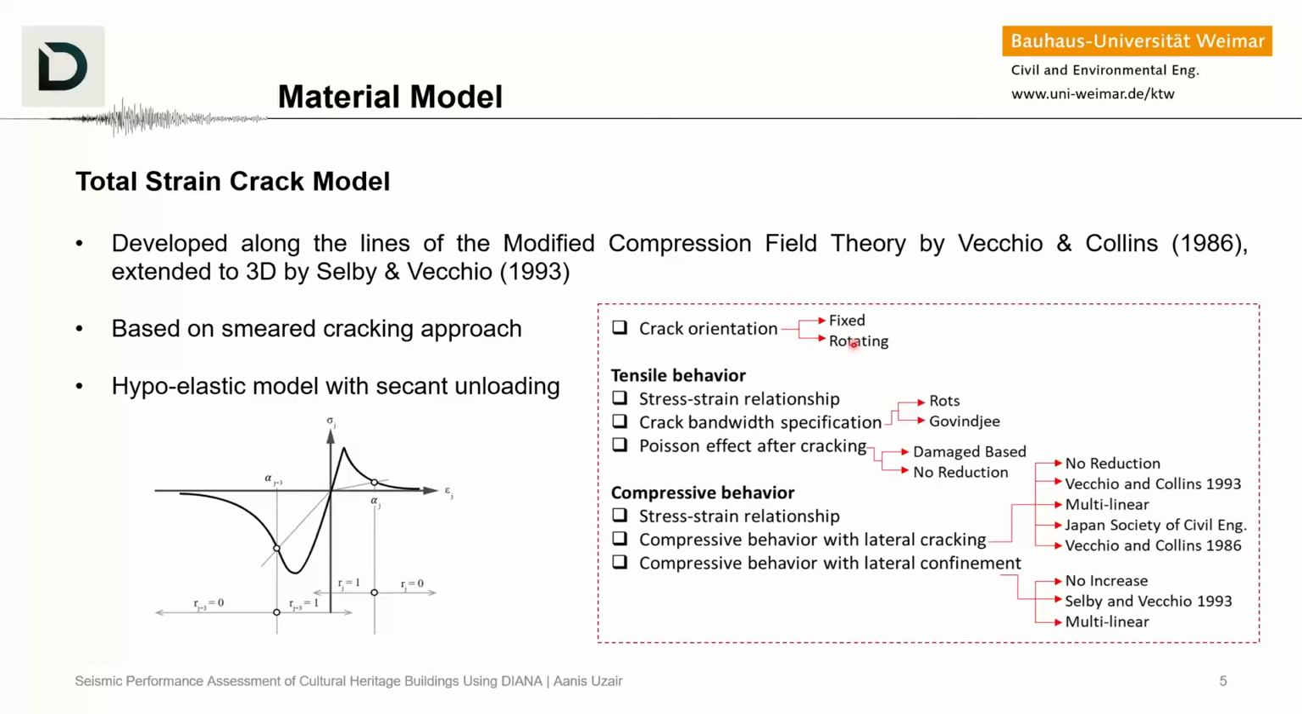In the rotating crack model, the stress-strain is evaluated in the principal direction of the strain vector. Now, oftentimes what we observe in numerical analysis is that with the fixed crack orientation concept, we typically see stress locking, which leads to a slight overestimation of the strength, capacity, and ductility of the structural system.